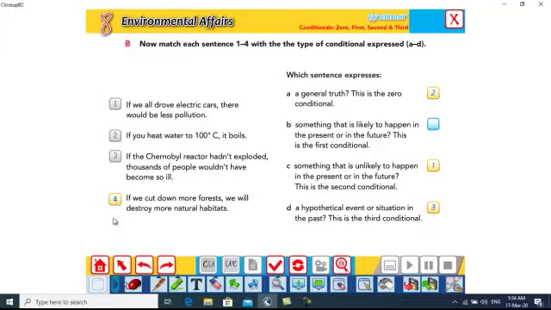Number 4: If we cut down more forests, we will destroy more natural habitat. If plus present simple, will plus infinitive, and this is of course the first conditional. The first conditional is something that is likely to happen in the present or in the future. Now let's try together to answer exercise C. Move to exercise C.